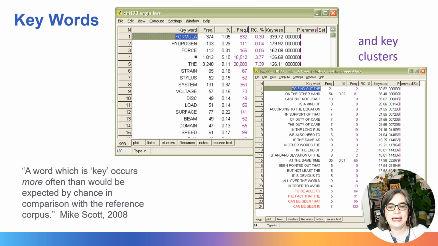I also looked at key clusters, and in WordSmith Tools, cluster is a term used to refer to lexical chunks or words that occur together. Here I've pulled out the 4-word chunks. We've got the positively key ones in black and then the negatively key ones in red, so the ones that occur more often in the L1 English students' writing than the L1 Chinese ones.